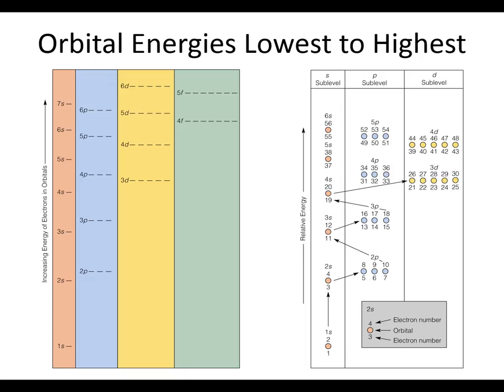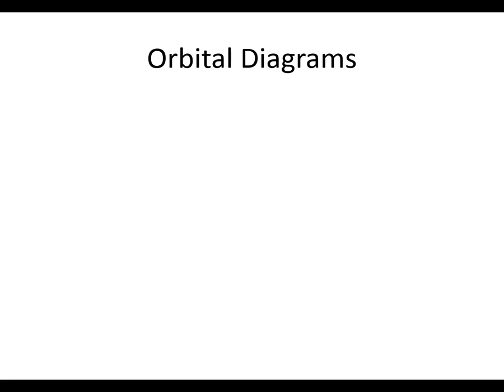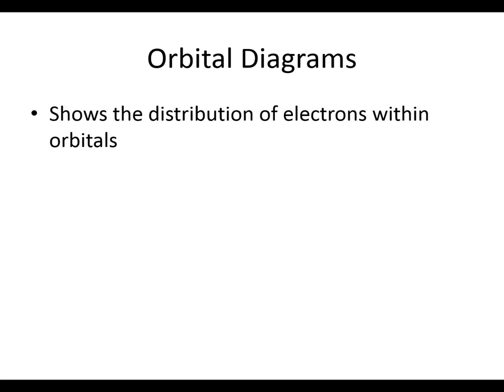All right, let's talk about what we're going to do with this. We are going to make something that is called an orbital diagram. Okay? That picture we spent the last 4 days developing is a diagram of orbitals. But an orbital diagram is a simplified version of that. An orbital diagram shows the distribution of electrons within orbitals.